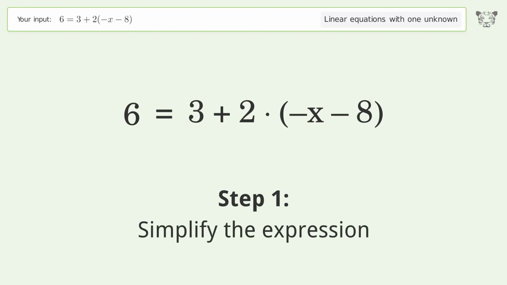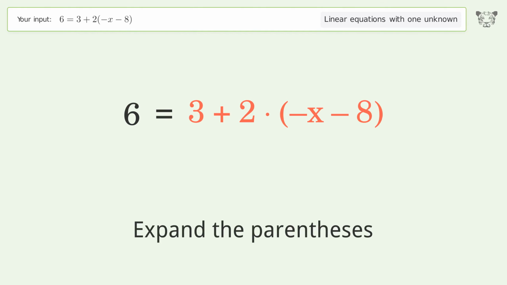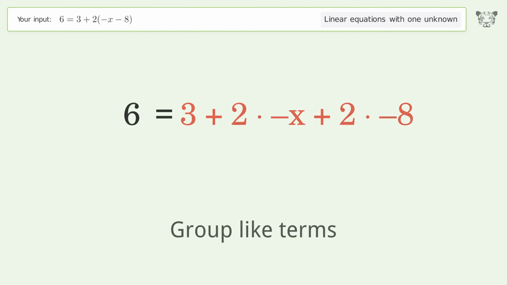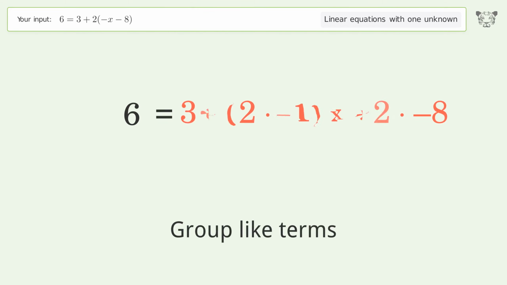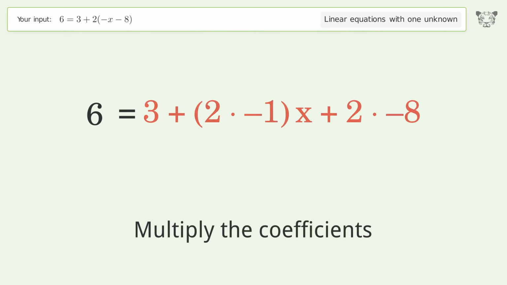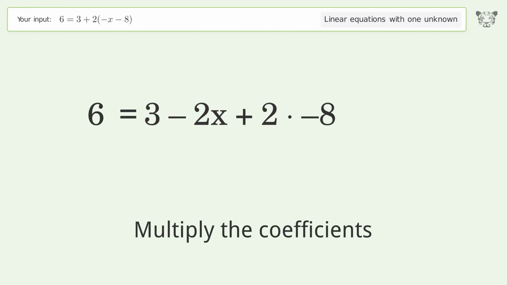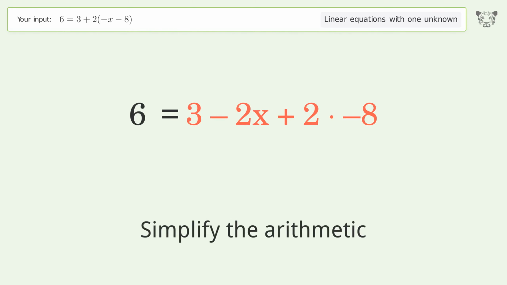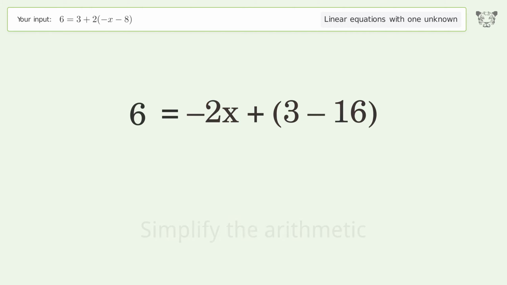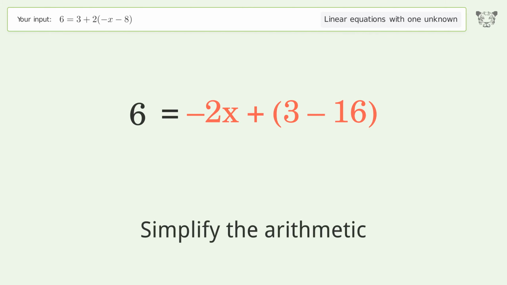Simplify the expression. Expand the parentheses. Group like terms. Multiply the coefficients. Simplify the arithmetic. Group like terms. Simplify the arithmetic.